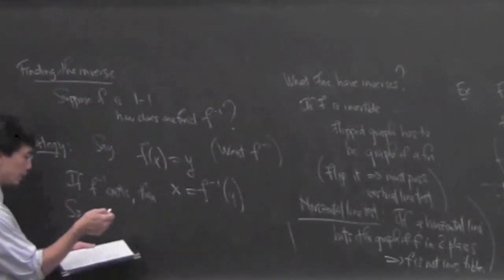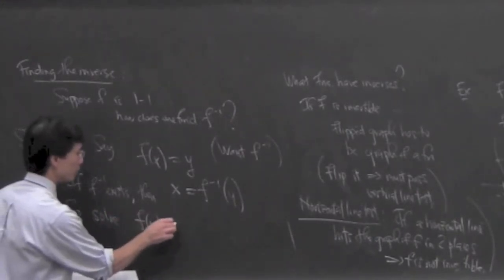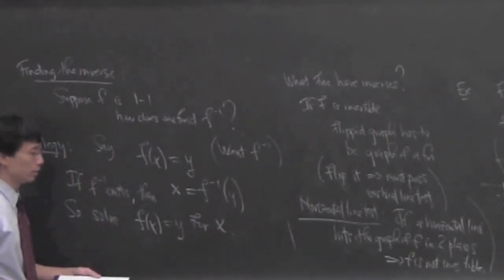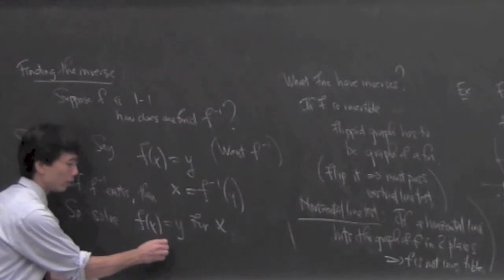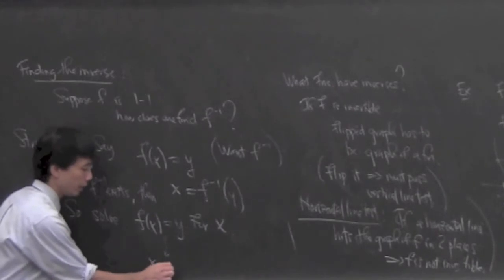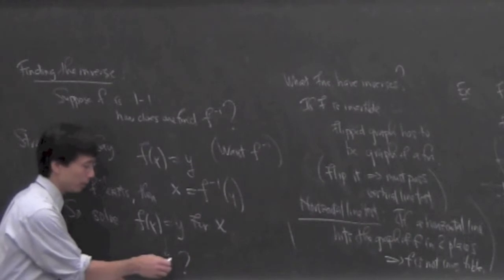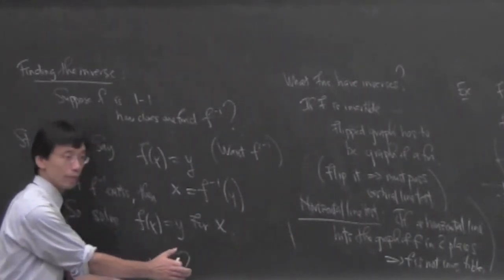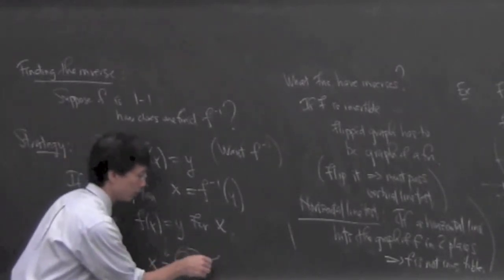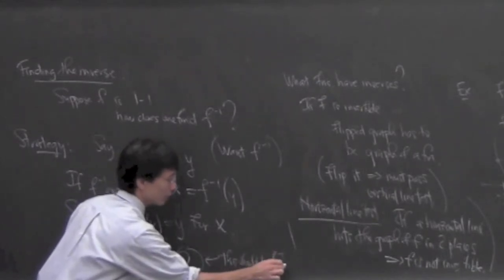So here's the strategy. Solve f of x equals y for x. Play with this until you get x on the left side, and then you get something else on the right side. That function on the right side ought to be f inverse of y.